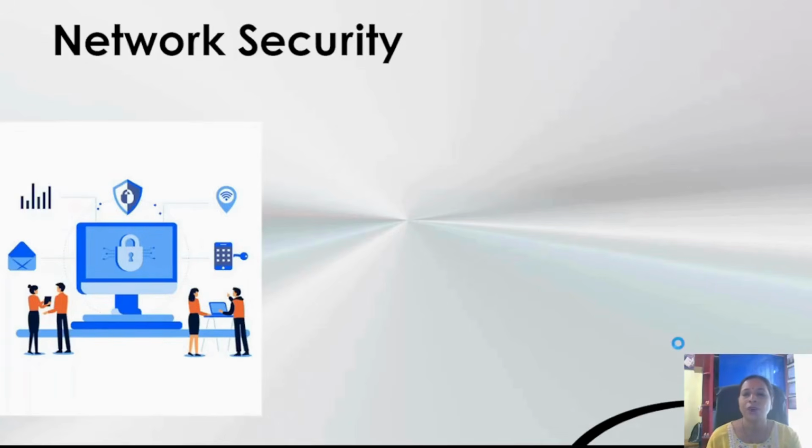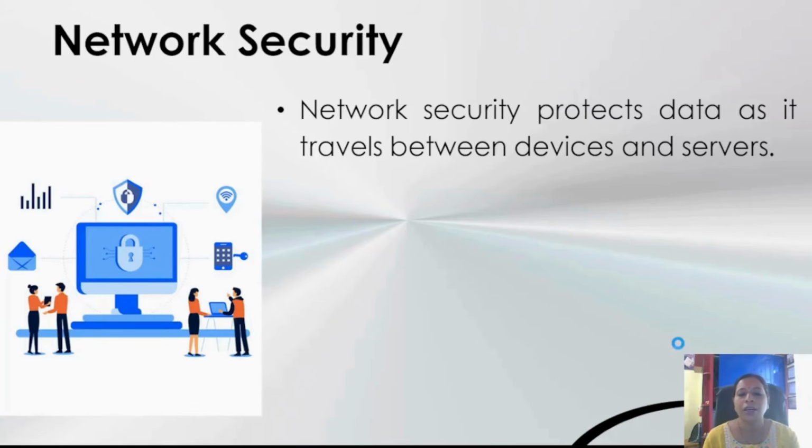Now let's discuss what network security is. So basically, network security deals with protecting data while it travels between devices.